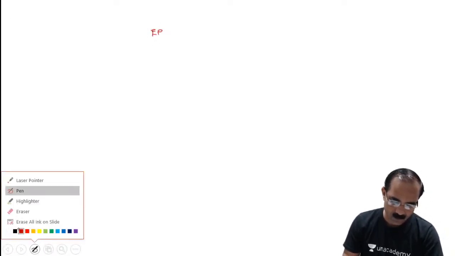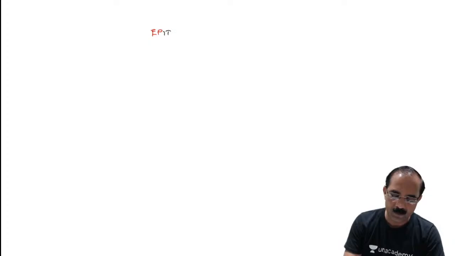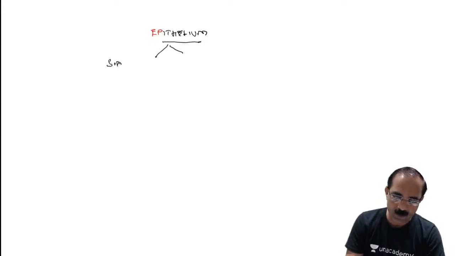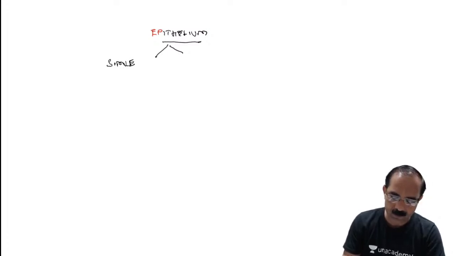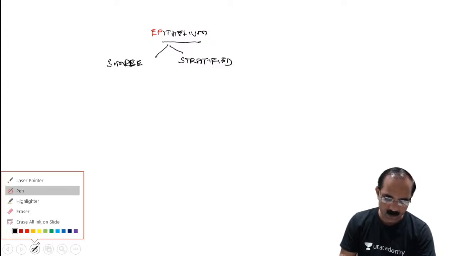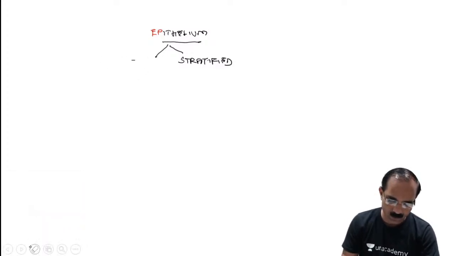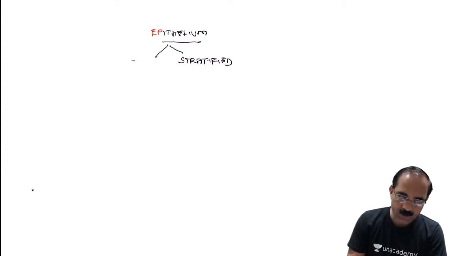So epithelium we classify into two types. One is simple epithelium and stratified epithelium. Just a quick go through it. Tell me now, students, simple epithelium, what does that mean?